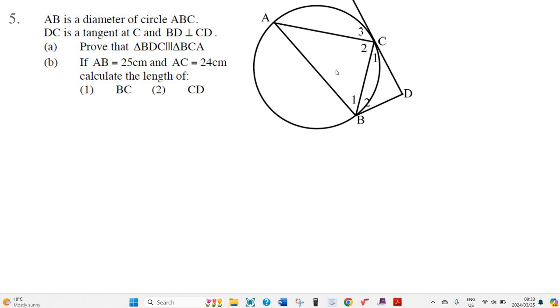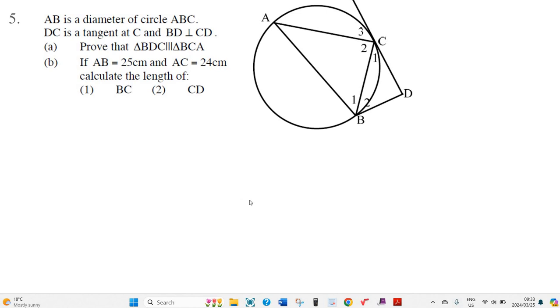circumscribes that triangle ABC. DC, this line here, is a tangent right at C. And BD is perpendicular to CD. And they're telling you that's 90 degrees right there, D. We're supposed to prove that BDC, that little triangle, is similar to triangle BCA. And those angles match up. Well, let's just get started.